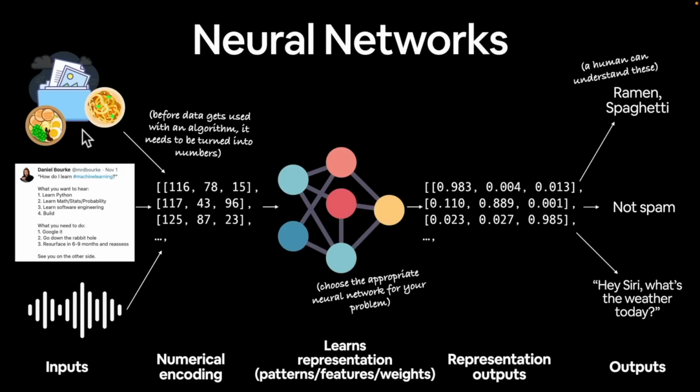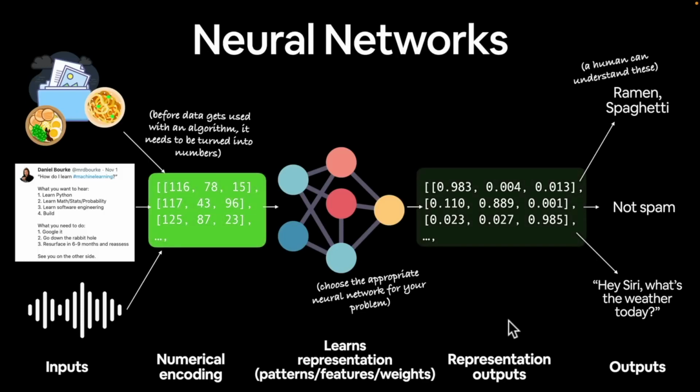The algorithms that we're going to focus on are neural networks that focus on one type of data. But the premise is still the same. You have some kind of input. You have to numerically encode it in some form, pass it to a neural network to learn representations or patterns within that numerical encoding, output some form of representation, and then we can convert that representation into things that humans understand.